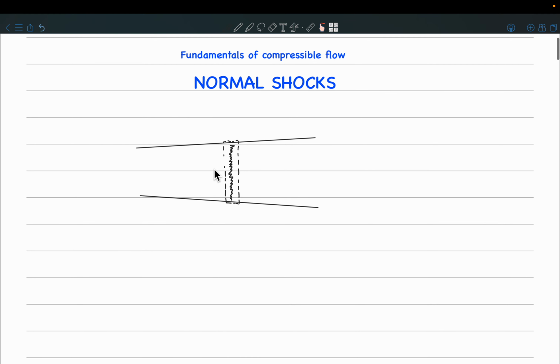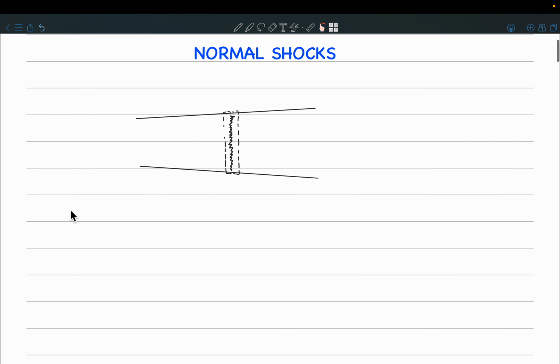So what are the basic equations? Can you help me out? The continuity equation. Yeah, continuity, energy and momentum equations, that is right. So let us say this is part 1 and part 2 of the duct. So what is the continuity equation?